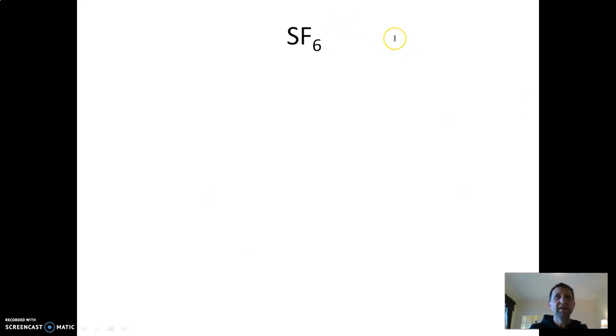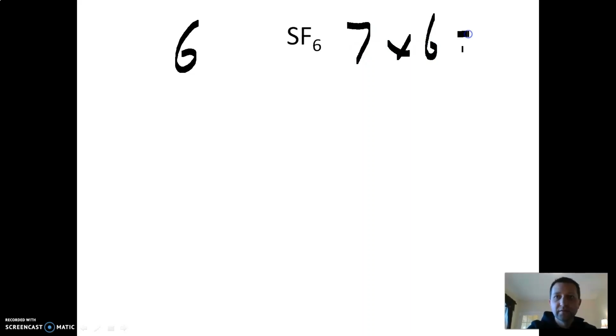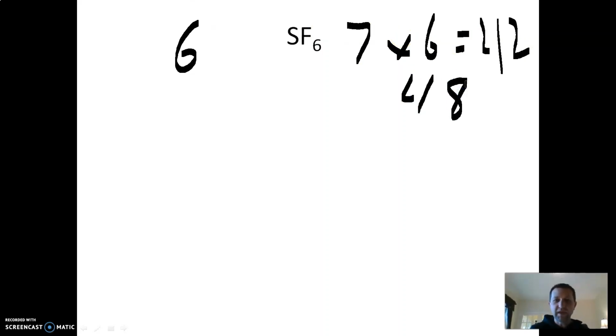Last one, SF6. Let's knock it out. We have sulfur having 6 valence electrons. Fluorine has 7, so it's 7 times 6. 6 times 7 is 42. So we add them together, 42 and 6 gives us 48.